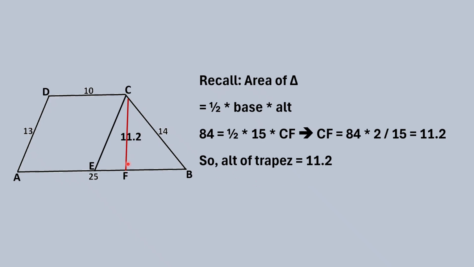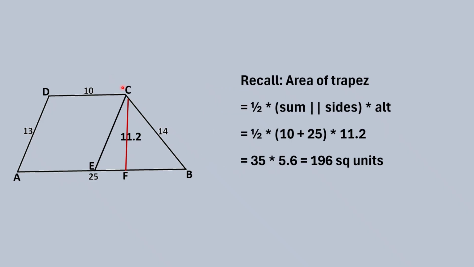Now this altitude is the altitude of the triangle and also the altitude of the trapezium. So the altitude both for the trapezium and the triangle is 11.2. Now we have got the altitude, and we know the parallel sides, the opposite sides.